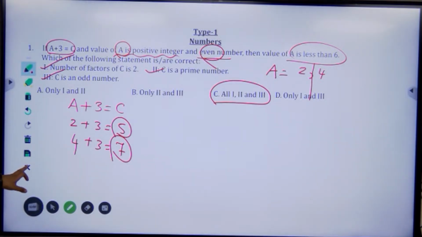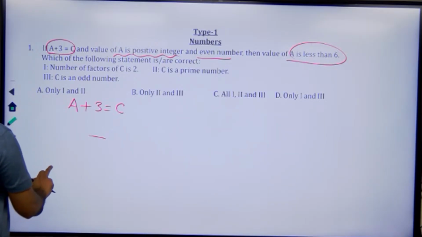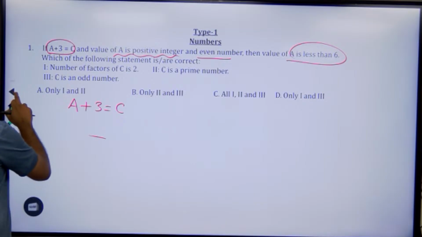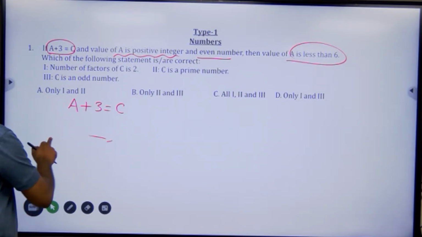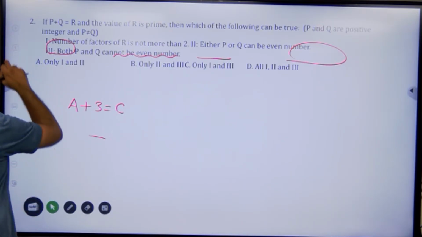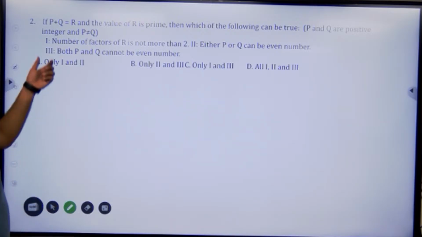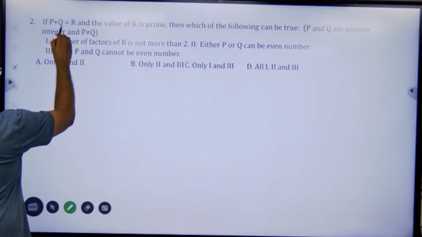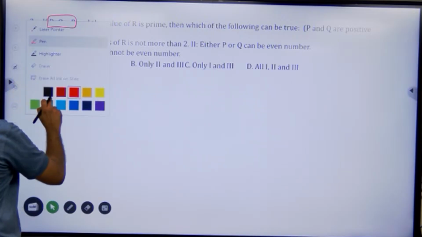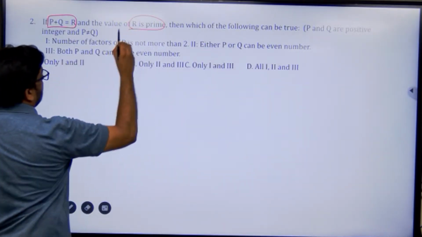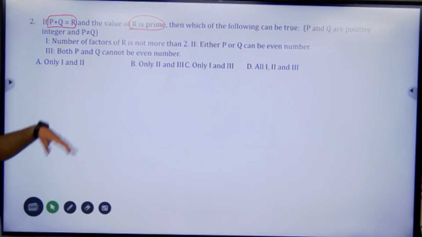Let us see the next question. If P plus Q is equal to R, and the value of R is prime, then which of the following can be true? P and Q are positive integers and P should not be equal to Q.